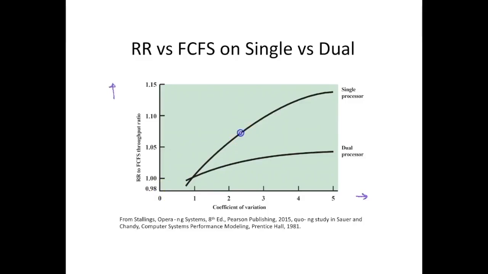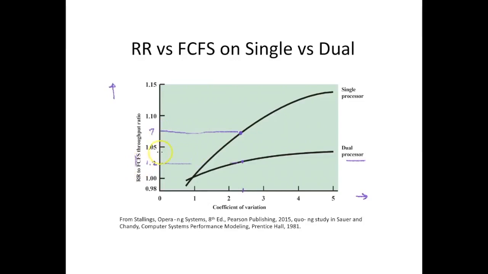Now, let's look at this one point. This is for the single processor. If the standard deviation of the variation is around 2 point something, let's look at what it means. In this case, for the single processor, the round-robin scheduling algorithm works maybe 7% better than the first-come, first-serve scheduling algorithm. However, when you're looking at the dual processor, the performance benefit of round-robin scheduling for the dual core is about 1.2, in other words about 2% better than first-come, first-serve. But for the single processor, it's about 7% better.